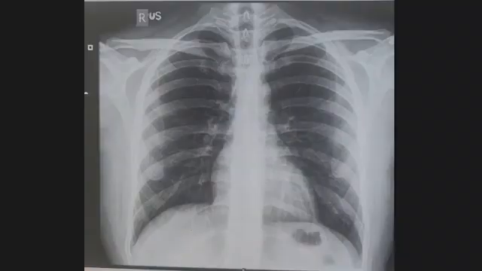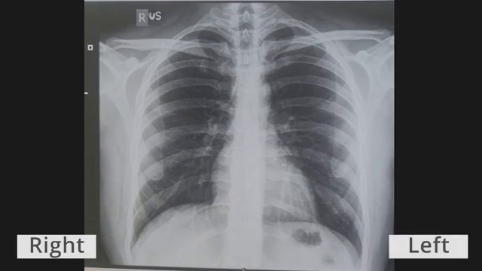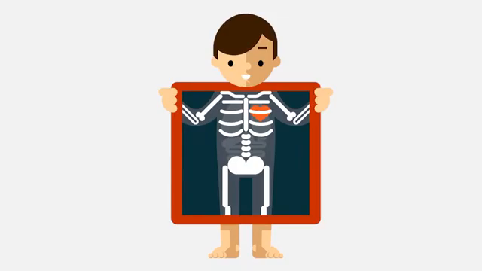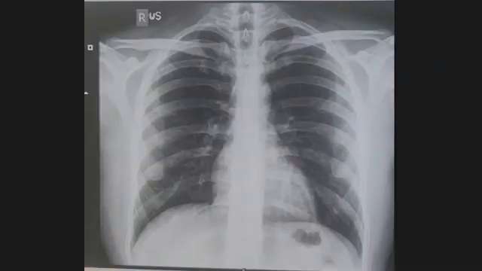Before you start reading or interpreting the X-ray, you need to know which is the right and the left side. In this X-ray, this is the right side and this one is the left side. This is usually marked on the X-rays. A good way to remember is to imagine that the patient is always facing towards you. This is true for both PA and AP films.